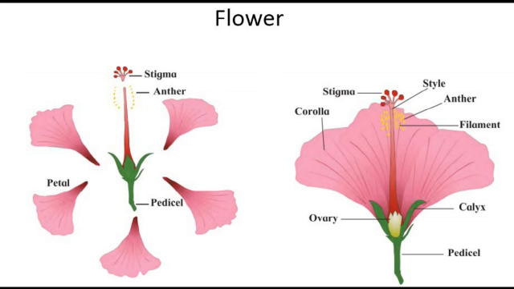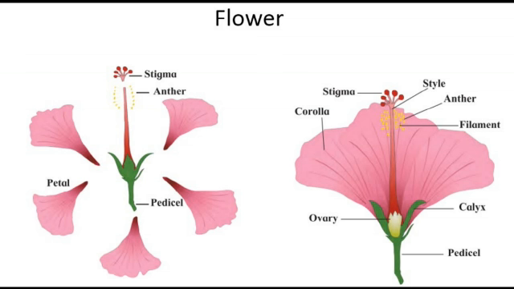Calyx, corolla, androecium and gynoecium are different parts of flowers. So we will talk first about the different parts of flowers. First is the calyx. In the bud condition, the petals are covered by the leaf-like parts called sepals, which are green in color. They form the calyx. Second, corolla. This is made up of colorful parts called petals.